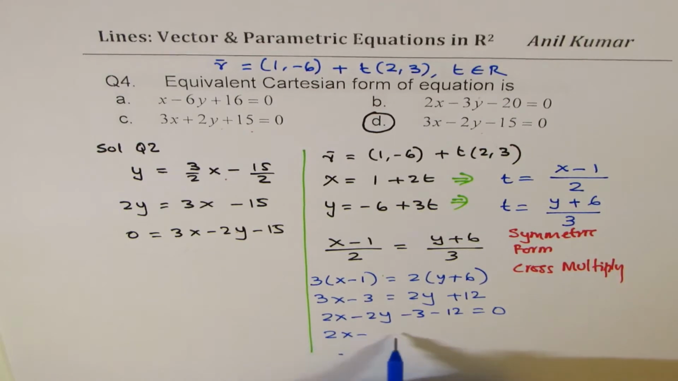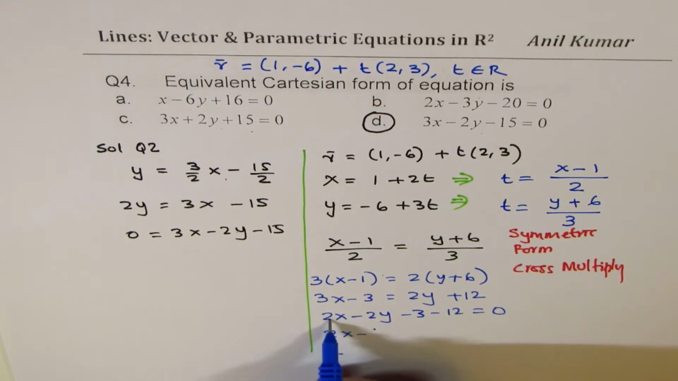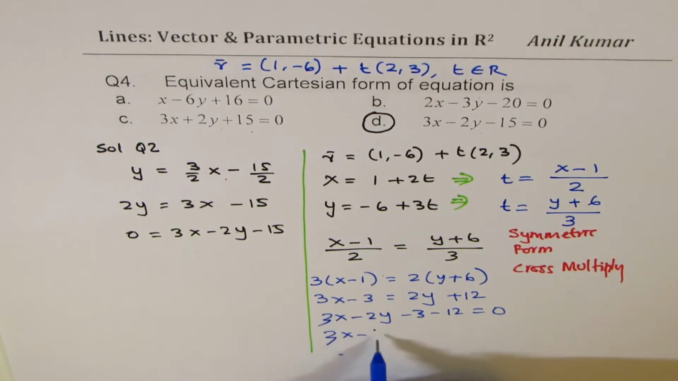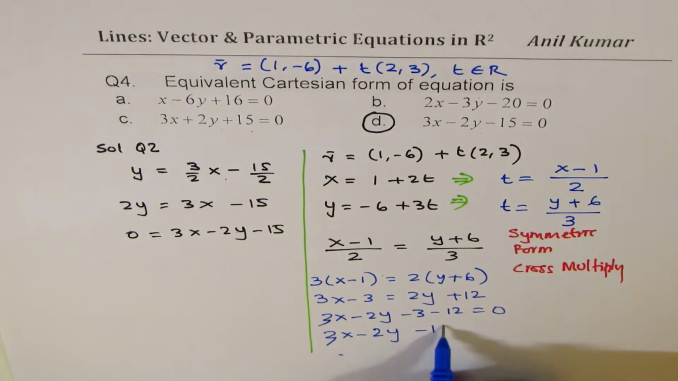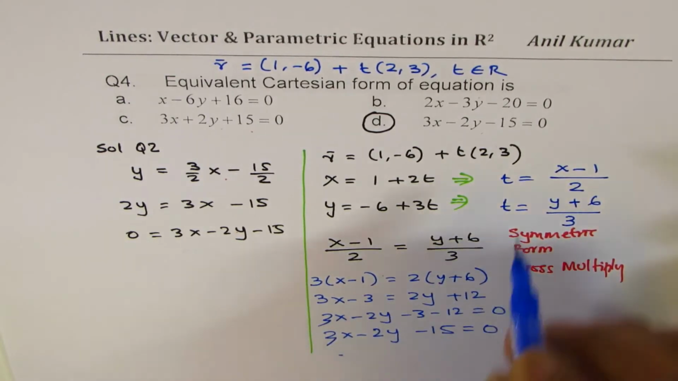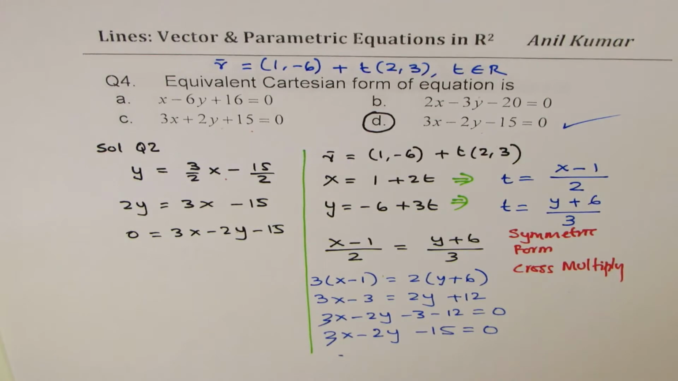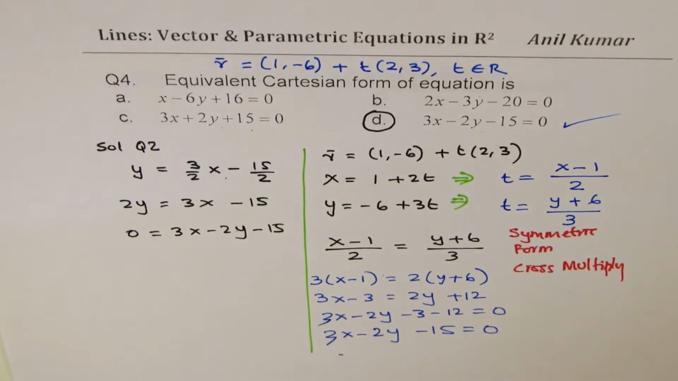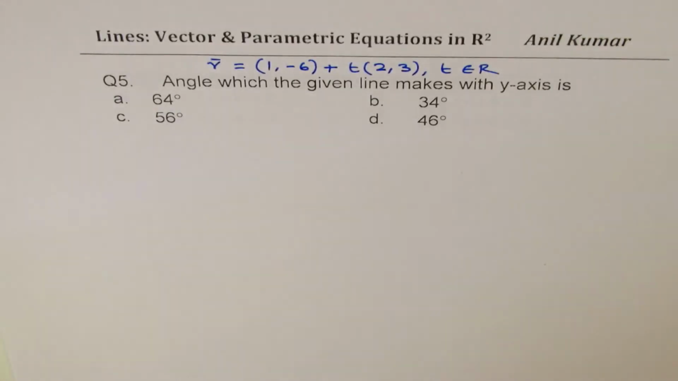And that is 3x minus 2y minus 15 equals to 0. The same answer, right? So you could adopt any of these approaches to solve that particular question. So I hope that helps. It's a good opportunity to learn as we go through these multiple choice questions.